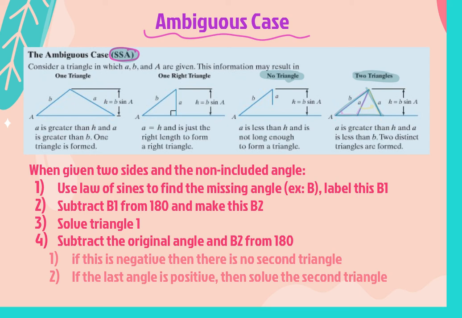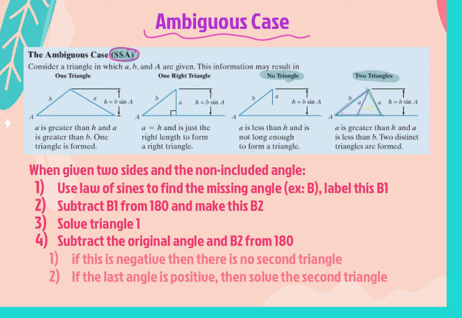So how do we solve these problems? We're going to start to solve it just like we did before. We're going to use the law of sines to find the first missing angle. So you'll have 2 missing angles. We're going to use law of sines to find the first missing angle. And we're going to call this whatever letter it is. If it's A, B, C, we're going to say it's that one. And that is our first angle in the first triangle.